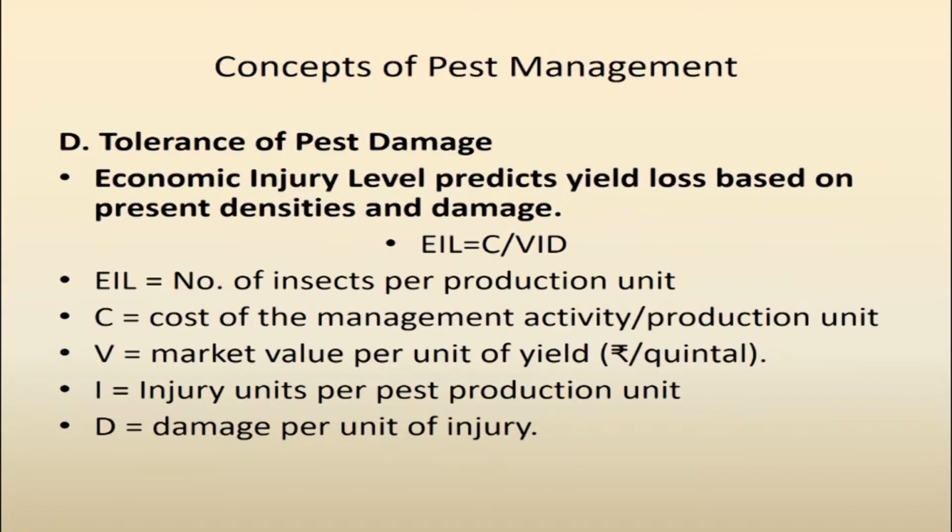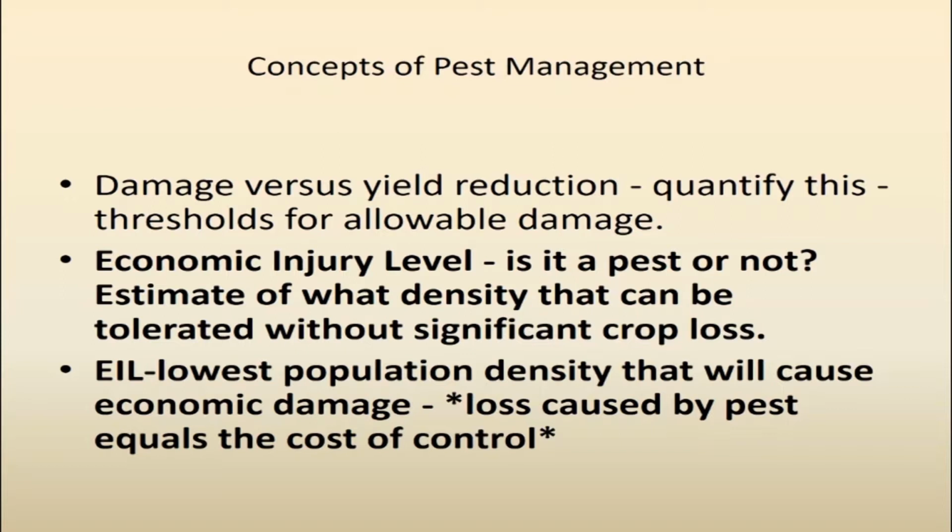be worked out. There is a formula for calculating the tolerance, that is the economic injury level, which is the level at which the management cost will be equal to the market value. When the farmer goes for application of the insecticide, he will not have any profit. EIL is given by C upon VID, where EIL is the number of insects per production unit and C is the cost of the management, V is the market value and I is the injury units per pest production unit and D is the damage per unit injury. And what is the damage versus yield reduction?